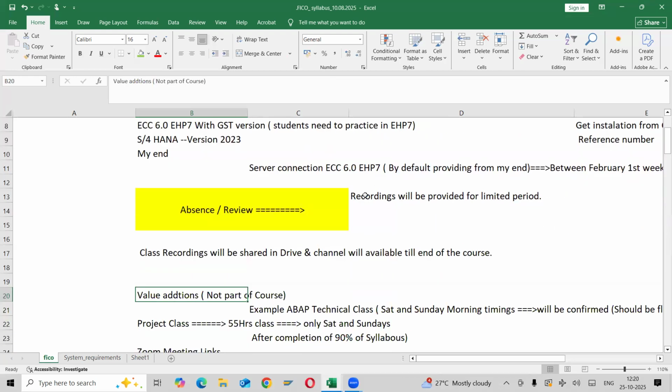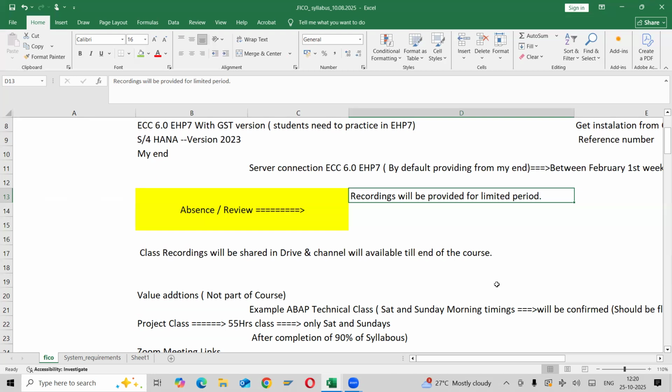For example, we are going to give everyday class recordings, video recordings. Clear? As I mentioned here, for a limited period, but till the end of the course we are going to give recordings. So you can review your recordings. And we are going to provide material, an Excel material, and that is not a post-mortem material. That will be prepared once a month.